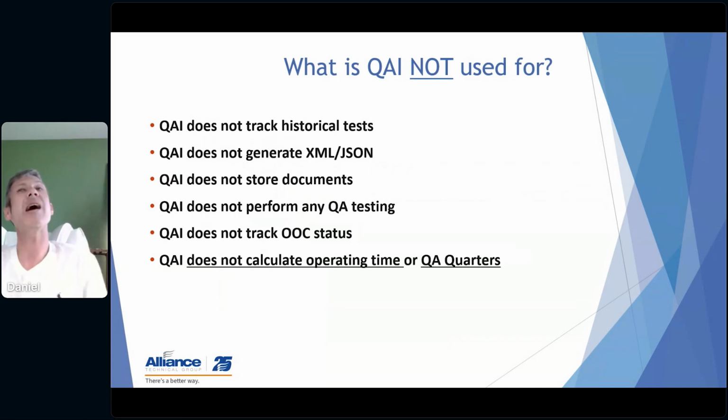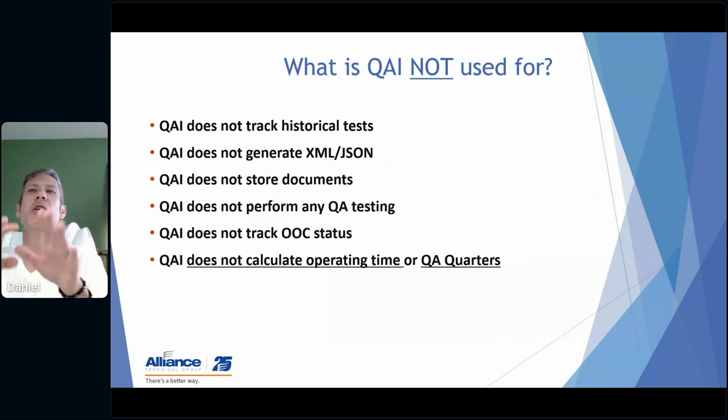So what is QAI not used for? It doesn't track anything historically, and it doesn't generate any real file types like XML or JSON that you're going to use for submittals. It's not a document repository. You're not performing any QA tests in QAI. Again, it's just a tracker creating that workflow so you can track it along those cycles to make sure that you're hitting your deadlines. It doesn't track out of control status. And regarding the operating hours I just mentioned, QAI doesn't calculate that. The DAS handles that. The DAS is still the source of truth in this particular situation.